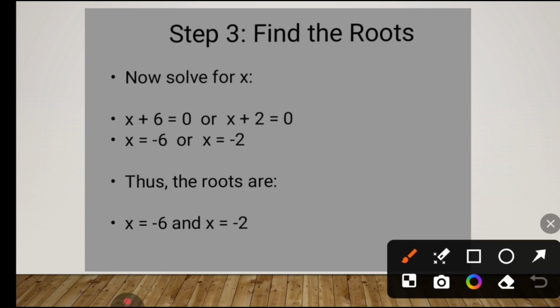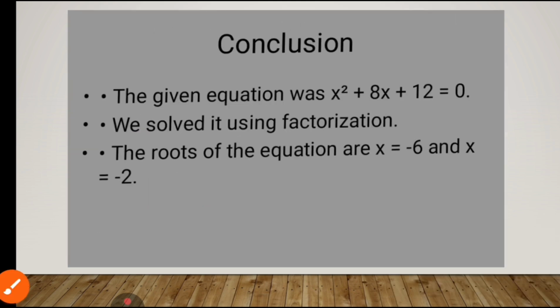Step 3. Find the roots. Now solve for x. x+6 = 0 and x+2 = 0. We get x = -6 and x = -2. Thus the roots are x = -6 and x = -2.